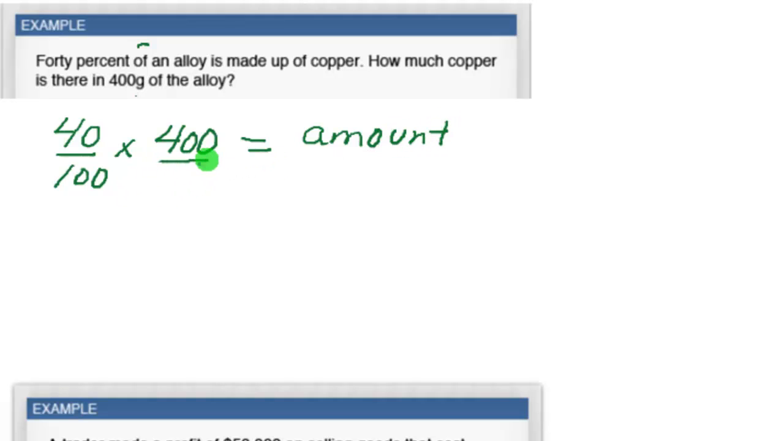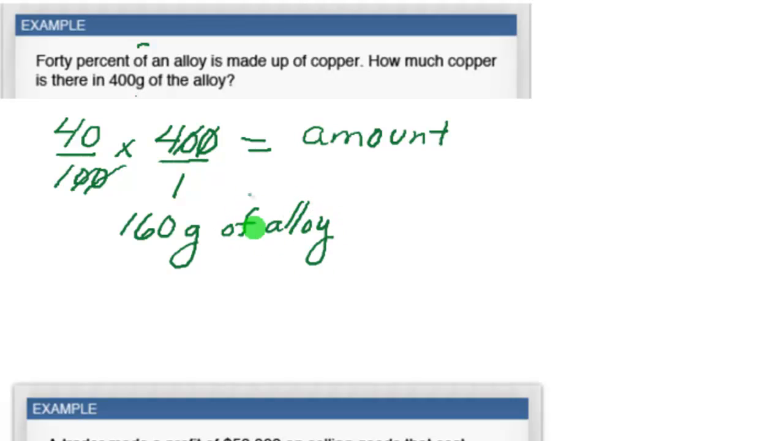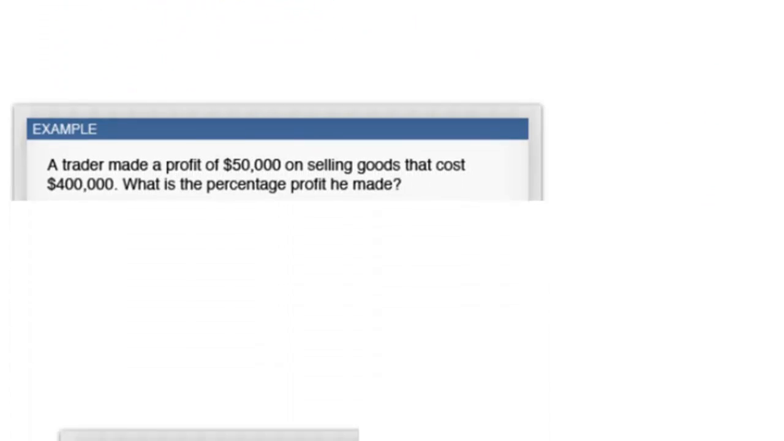So again, put a 1 under this and multiply across. If you want to cross off these zeros right now, we can do that, okay? Because 100 goes into 400 4 times, and 40 times 4 is 1,600, so 1,600 grams of alloy. So again, remember, you include your units when you're doing these problems.